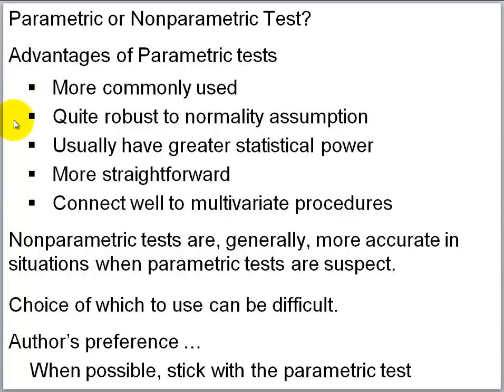The parametric tests are quite robust to the normality assumption. Oftentimes they have greater statistical power. That's not always so. They're certainly more straightforward. We've not examined yet multivariate statistical procedures, but parametric tests lead naturally into multivariate procedures, and the non-parametric tests aren't in general as well connected to more advanced multivariate applications, though in some ways that's changing all the time as we get more sophisticated.